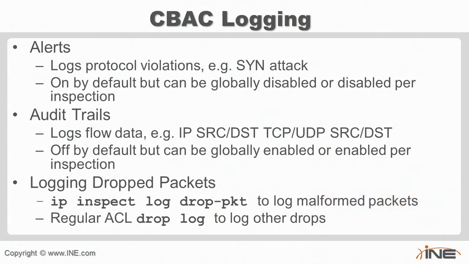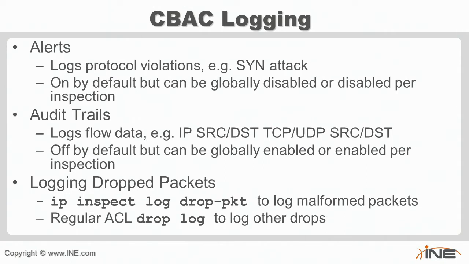So if the router catches that and it's a violation of the firewall policy, that's going to be dropped and logged with the IP inspect log drop packet. The regular access list drop and log, this is the one that is very CPU intensive that we talked about before, because all drop packets then are going to be process switched in order to generate the log message.